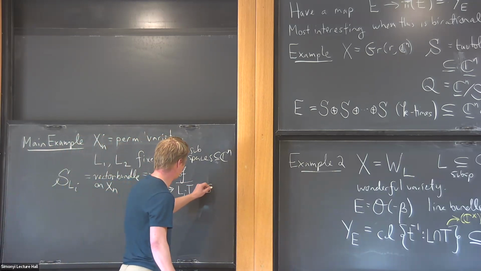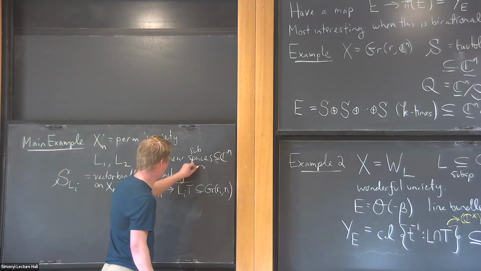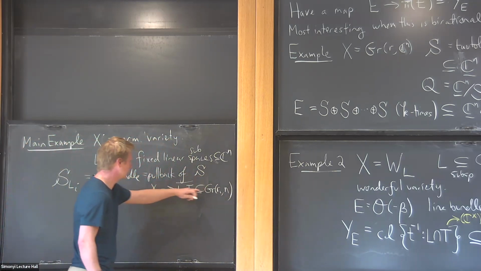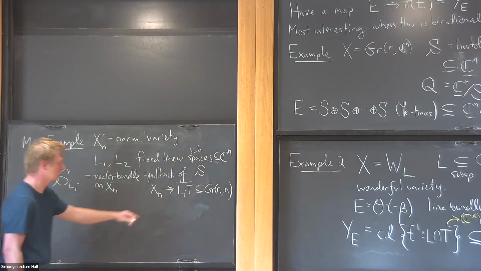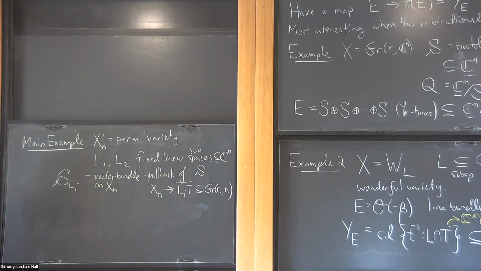So this is contained inside of some Grassmannian Gr(1, n). And I'm going to pull back the tautological subbundle of the Grassmannian along this map. So this gives me some vector bundle over the Bergman variety that is associated to each of these linear subspaces.